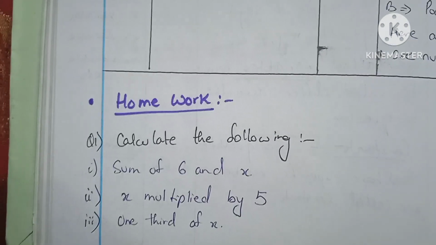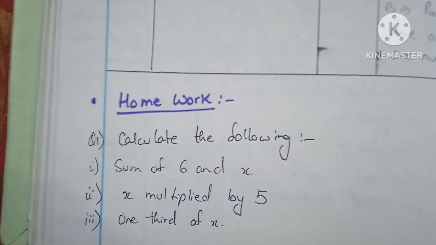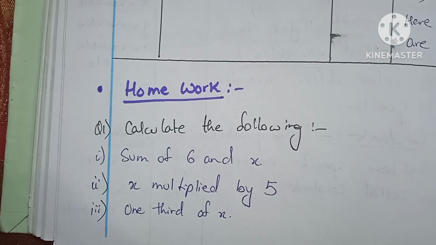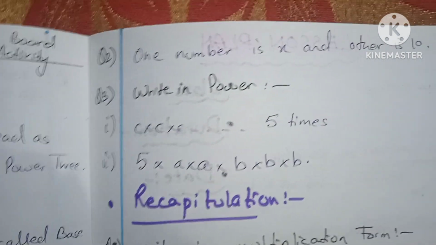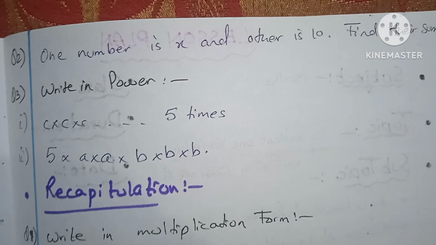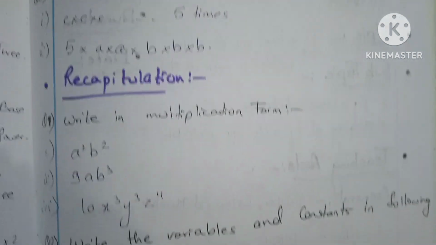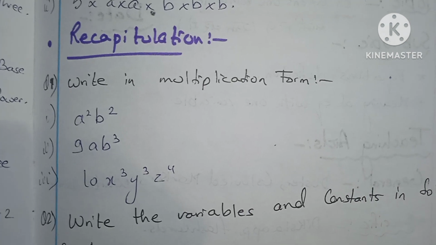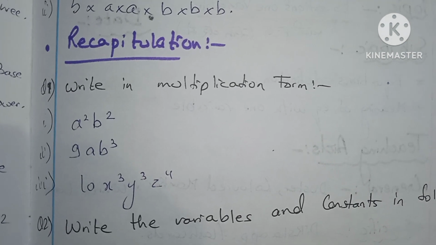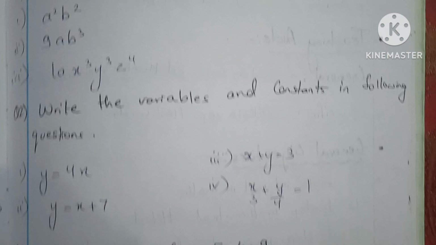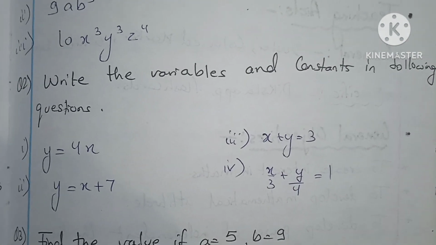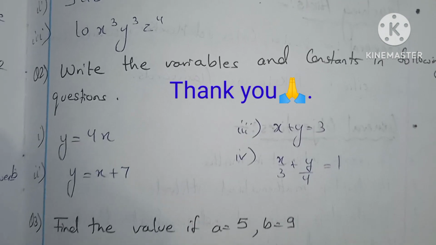In homework, teacher asks them to calculate the following, that is sum of x and y, x multiplied by 5, etc. Then write these questions in exponent form. Then in recapitulation, teacher asks them to write the following questions in multiplication forms. Again, she asks the students to write the constants and variables in the following questions.